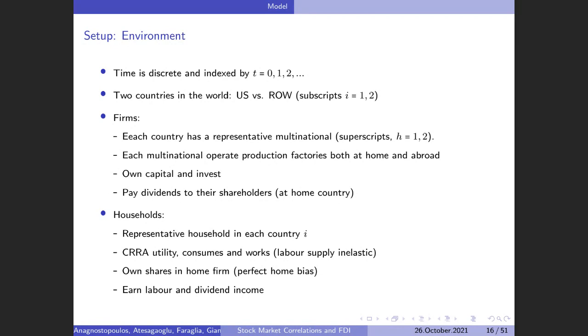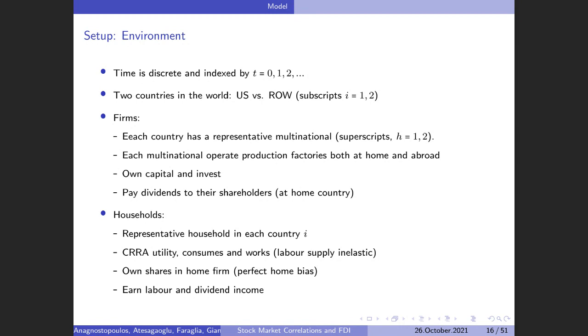And each multinational operates factories both at home and abroad. So two economies, each economy has a multinational. Each multinational has one plant here, one there. So in each economy, there are two plants, one domestic, one foreign. Each multinational operates production factories both at home and abroad, and these plants own capital, and they invest.